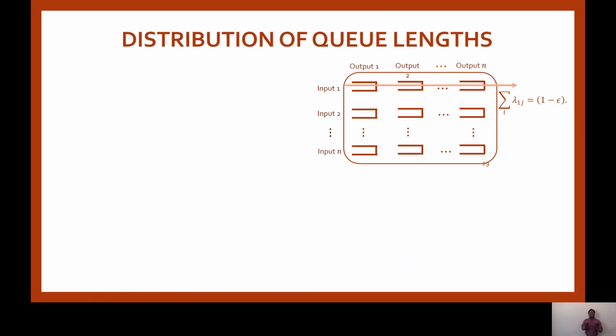If we think of a single server queue, the first question was about stability. The second question was about the heavy traffic behavior of the mean queue length. And the third question was about the distribution of the queue length. So I can ask the same thing here.